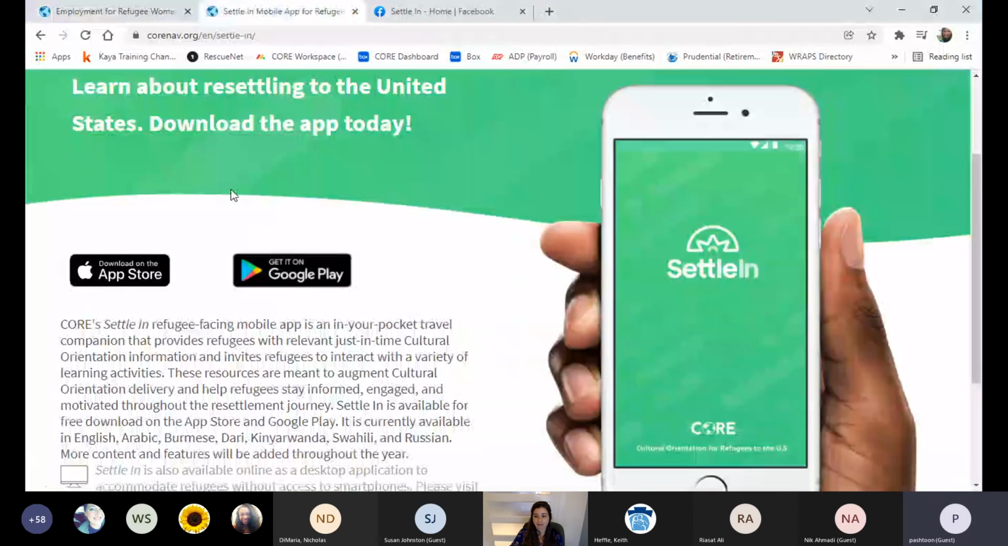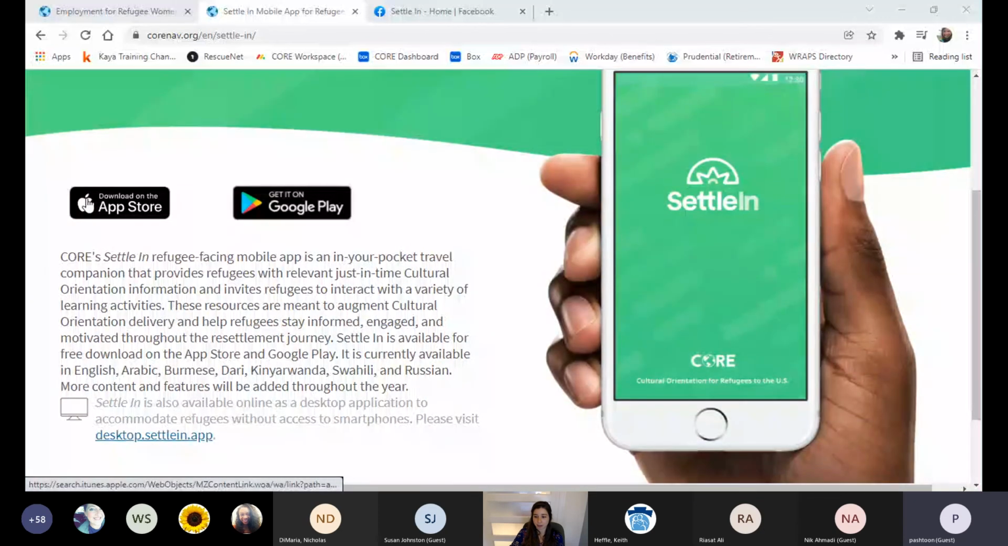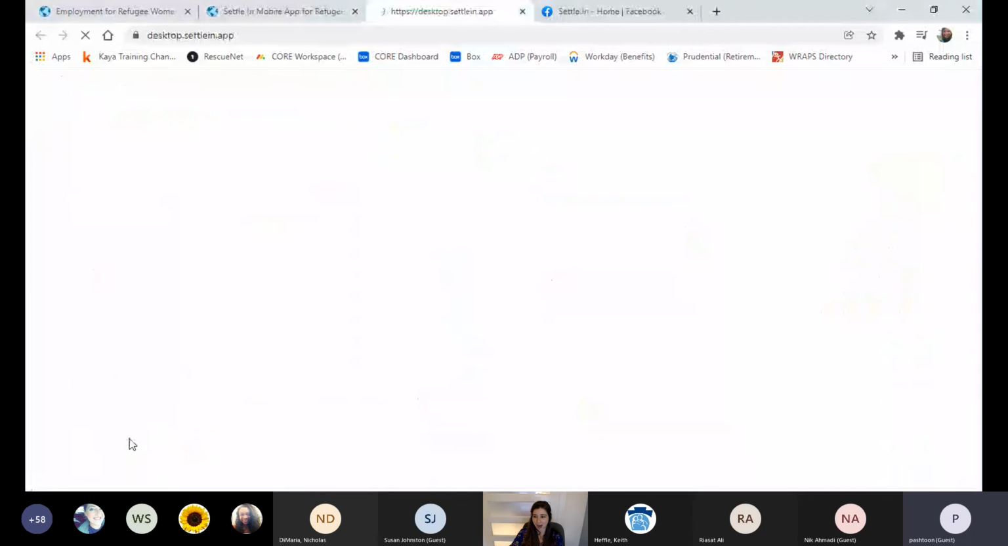So next, I'm going to navigate to the Settle In mobile and desktop app. This is the perfect travel companion for newcomers during their resettlement journey to the United States. It provides short videos, interactive lessons, and badges to reward and track learning progress. So you can see it is available on the App Store as well as on Google Play. I'm going to navigate to the desktop app because I am on my laptop right now, so I can show you what it will look like.